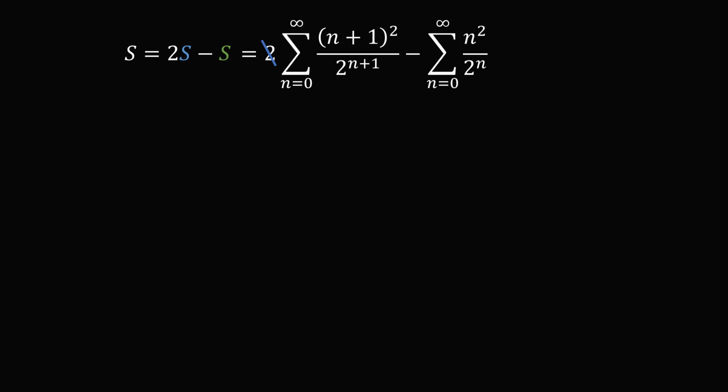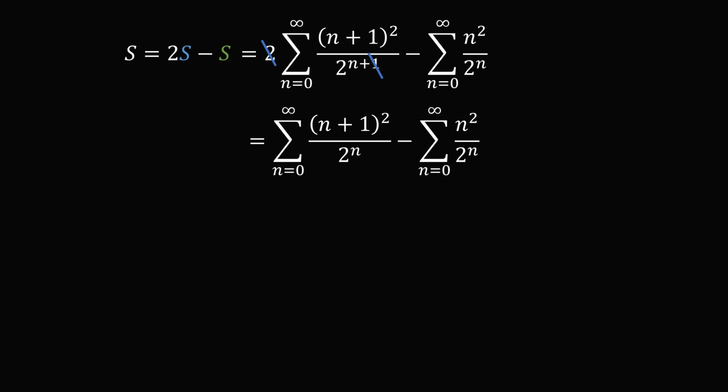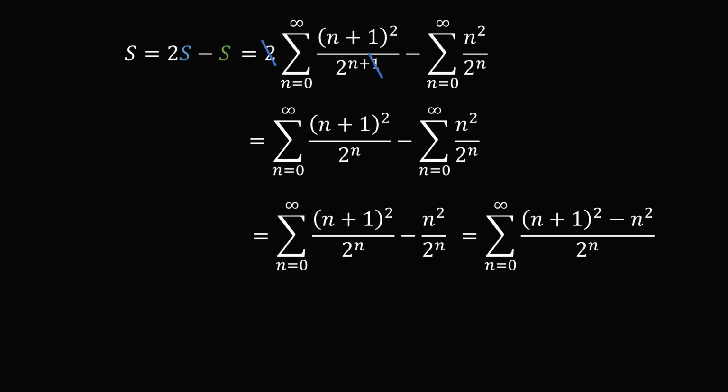The 2 will cancel out in the denominator. So now we have 2 to the power of n in both denominators. We can group the summation, and then we have a common denominator, so we group this all together in one fraction.